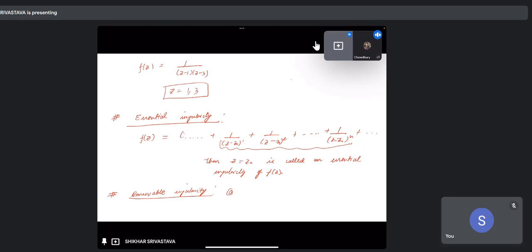There are no positive powers of z minus z naught, nothing like z minus z naught to the power 1. These are negative powers, right? 1 upon z minus z naught. You can write this in the form z minus z naught to the power minus 1 plus z minus z naught to the power minus 2, up to infinity. So if you have any function which has this kind of structure, then you can easily say at once that this function has an essential singularity at z naught.